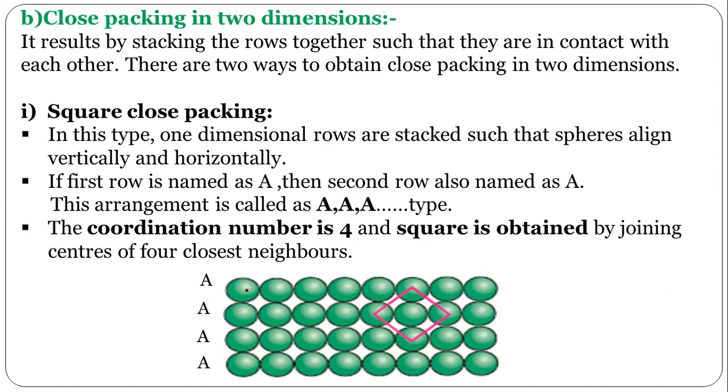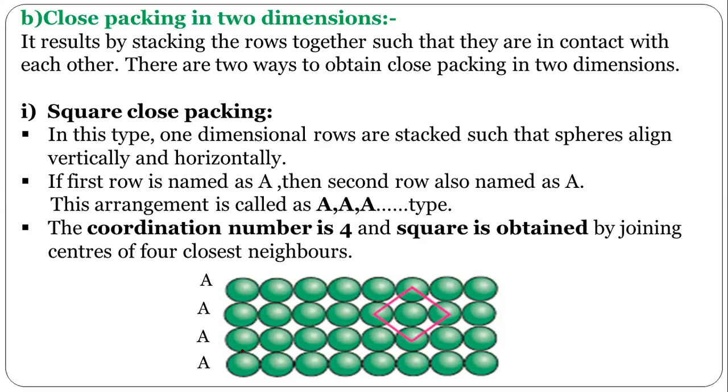Suppose this is the first layer, this is the second layer, this is the third layer, this is the fourth layer. All the layers are the same, all the particles are the same. That's why this is an A type of arrangement. Below the first layer, the second layer is kept. Below the second layer, the third layer is kept. Below the third layer, the fourth layer is kept. Such an arrangement is called square close packing.